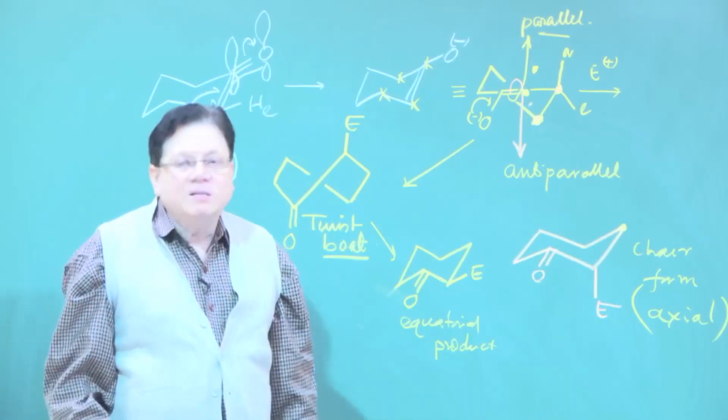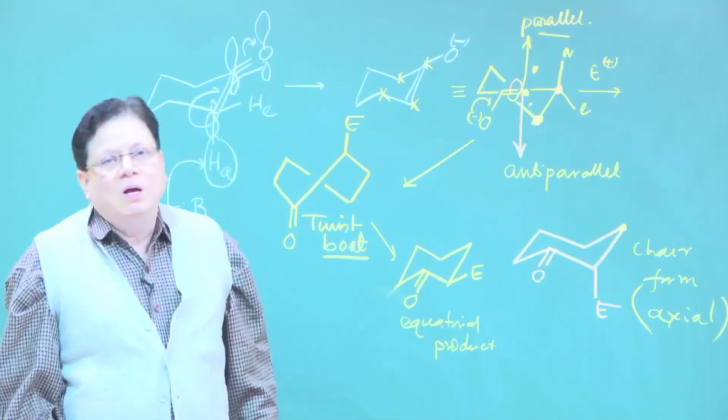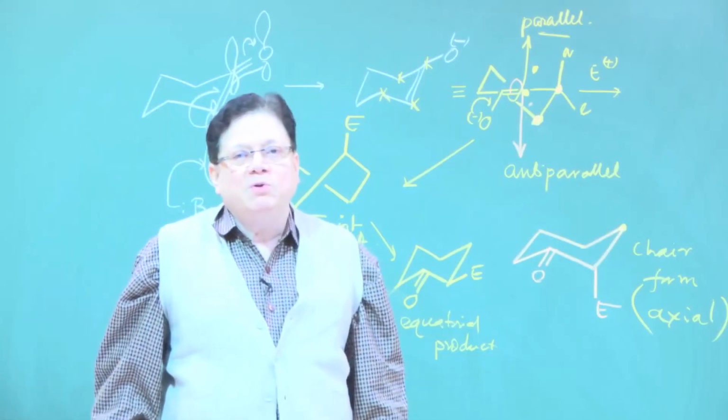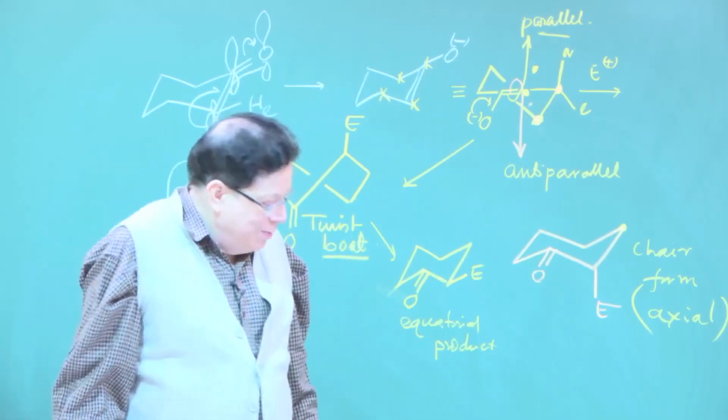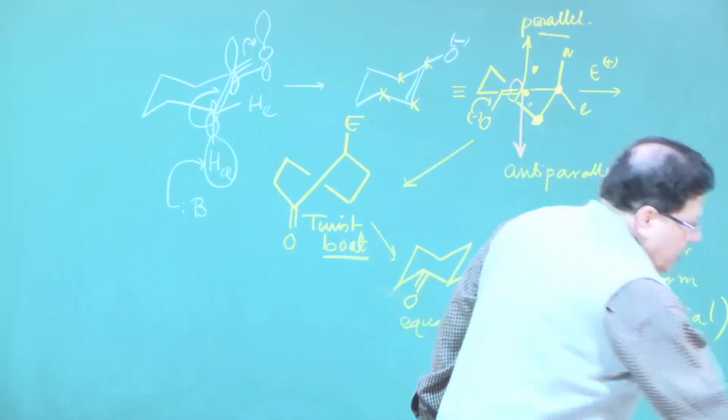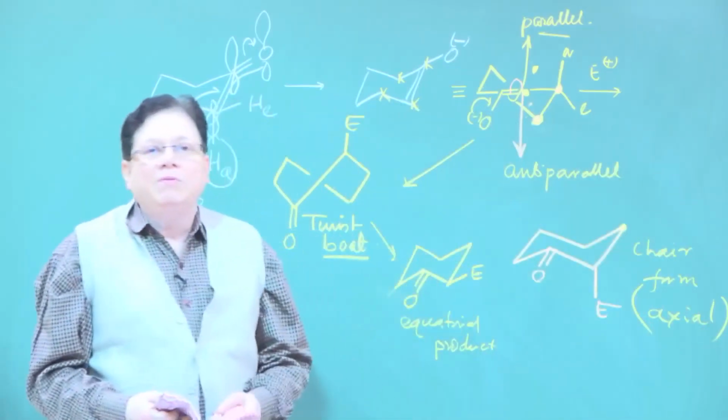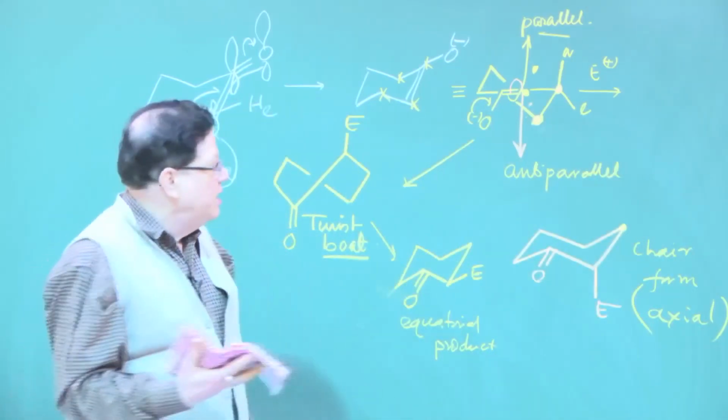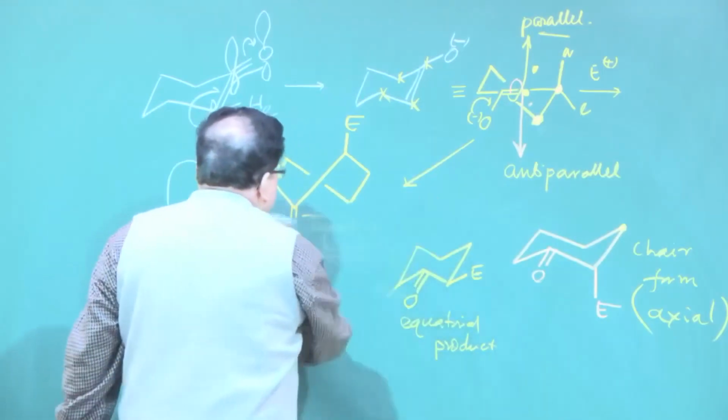However, in real scenario that does not happen, as you know, that there are other factors that come into play, and that makes the products deviate from 1:1 ratio. Okay. So, let us do some examples.